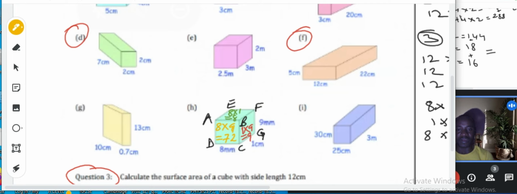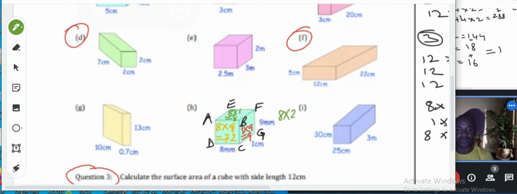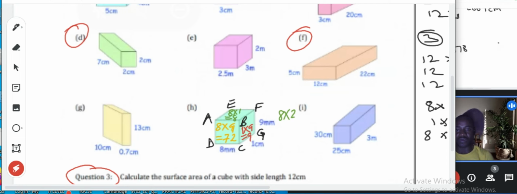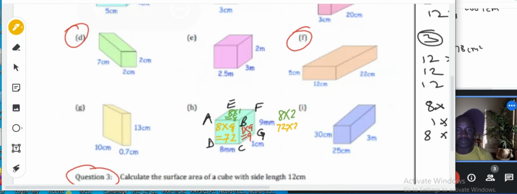Just a quick recap. So you're going to have 8 times 2, because that's the answer we got for the top one. Then you also have 72 times 2. That's the answer we got for the front one. And we also have 9 times 2. That's the answer we got for the side one. Eventually, what will that all give?